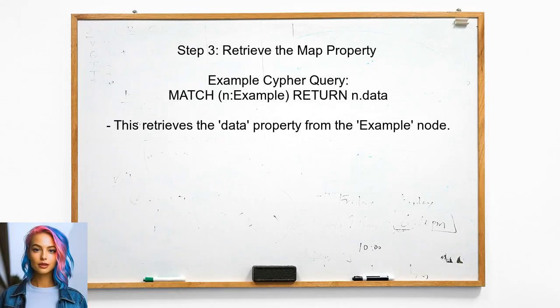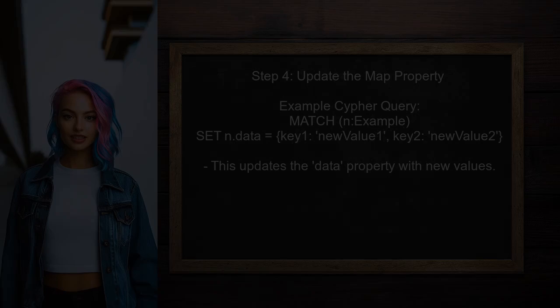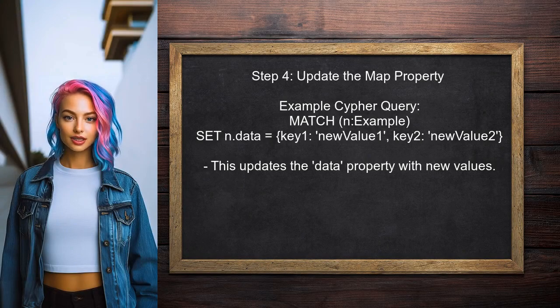After creating the node, the user can retrieve the stored map or JSON object using a simple query. This will help confirm that the data has been stored correctly. Finally, if the user wants to update the map or JSON object, they can use the set command in Cypher to modify the existing property.